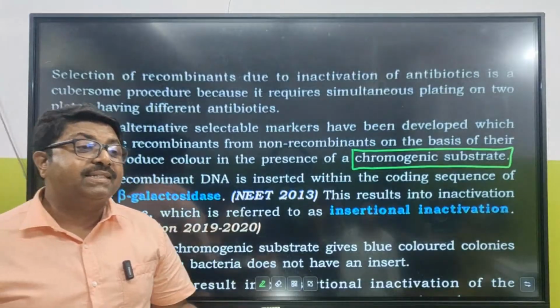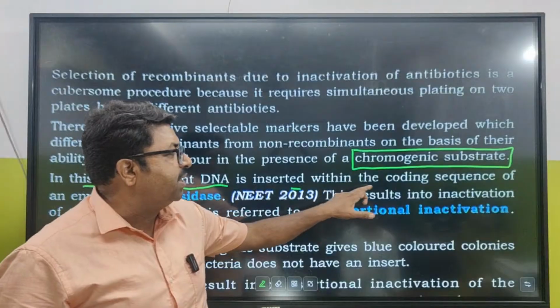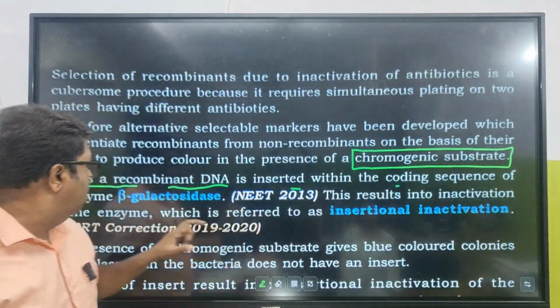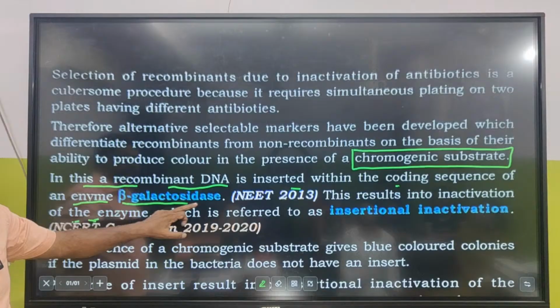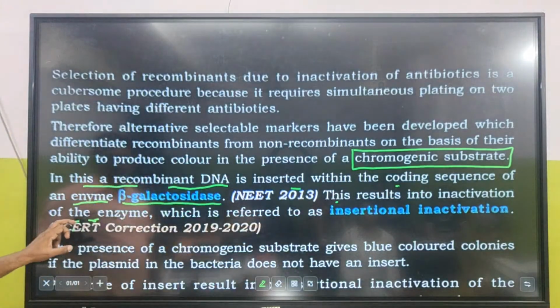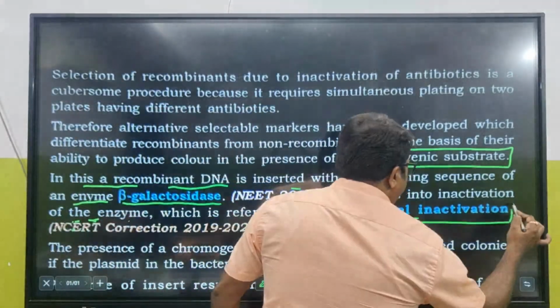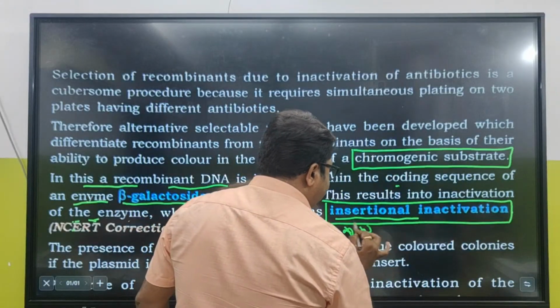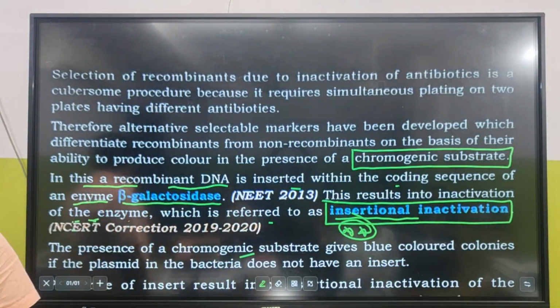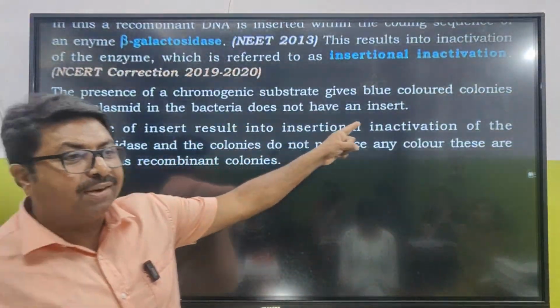If it contains the beta galactosidase enzyme, in this, recombinant DNA is inserted within the coding sequence of the enzyme beta galactosidase. This results in inactivation of the enzyme, which is referred to as insertional inactivation. Star point, mind you, for your board and NEET. For your board and NEET, what is insertional inactivation? The presence of chromogenic substrate gives blue-colored colonies.